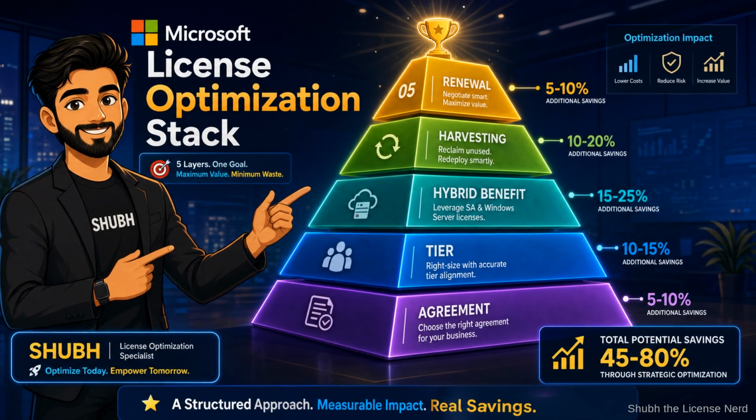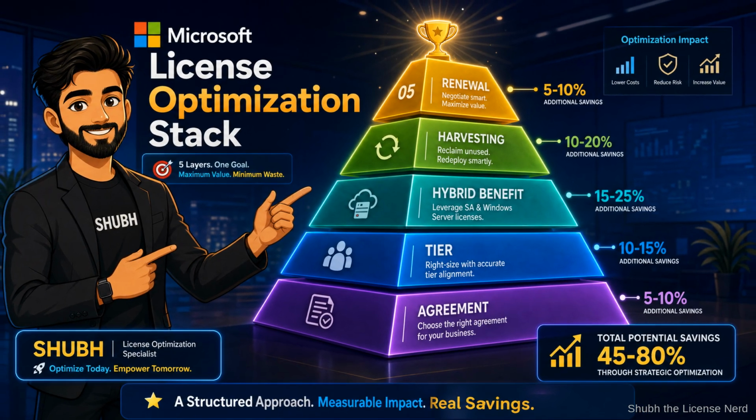Layer 2. Tier right-sizing. Every user on the correct M365 tier. Every server on the correct Windows Server edition. Every database on the correct SQL edition. Layer 3. Hybrid Benefit Activation. Every eligible license allocated to Azure or on-premises optimally. Layer 4. Usage-based harvesting. Reclaim orphaned, underused, and duplicate licenses monthly.